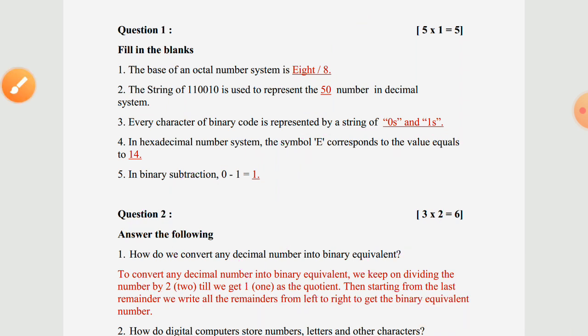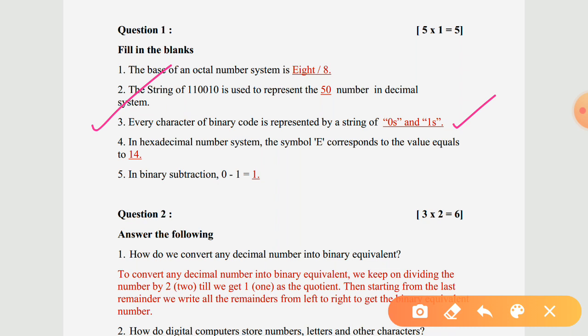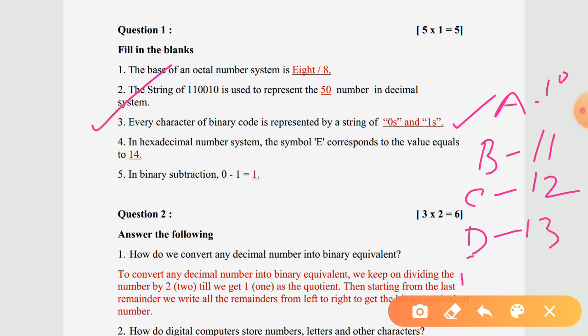See the third one. Every character of binary code is represented by a string of zeros and ones. So the answer is zeros and ones. The fourth one: in the hexadecimal number system, the capital E corresponds to the value 14. Capital A is for 10, B is for 11, C is for 12, D is for 13, E is for 14, and F is for 15. So if the question asks about E, you have to write down 14.